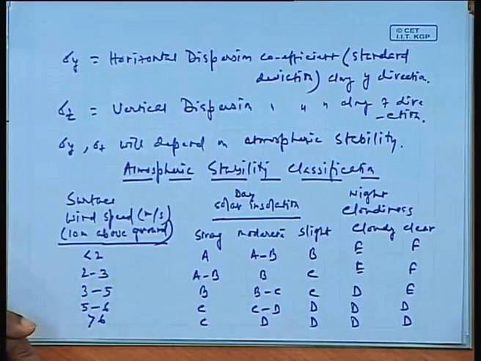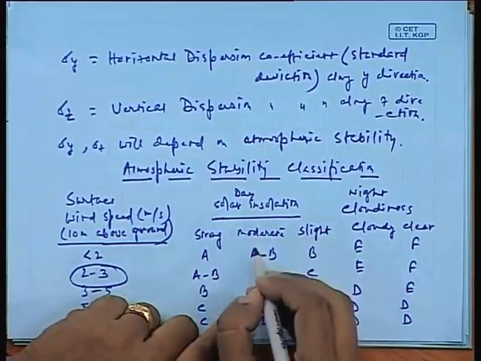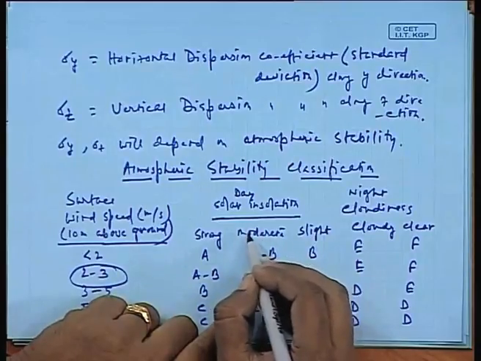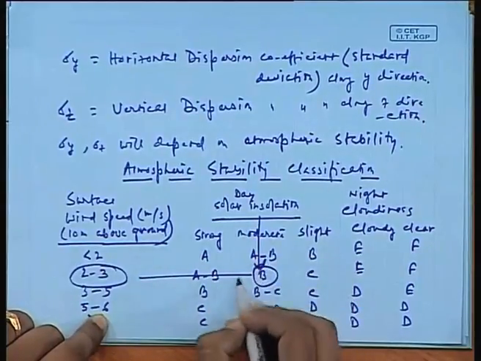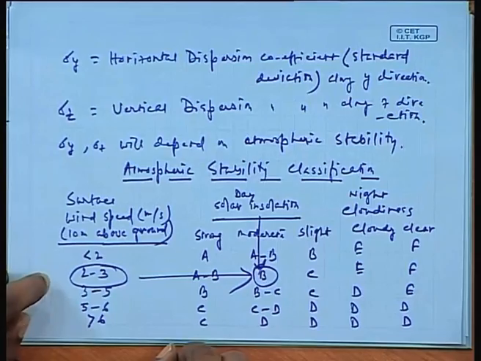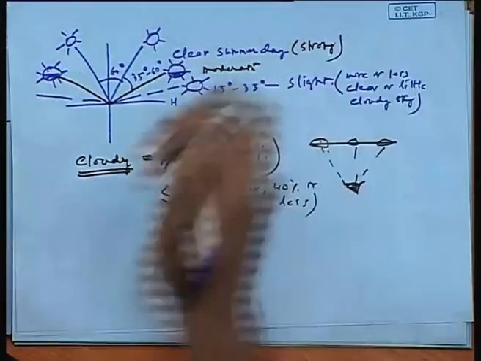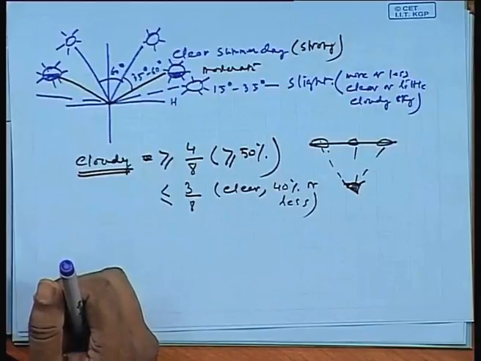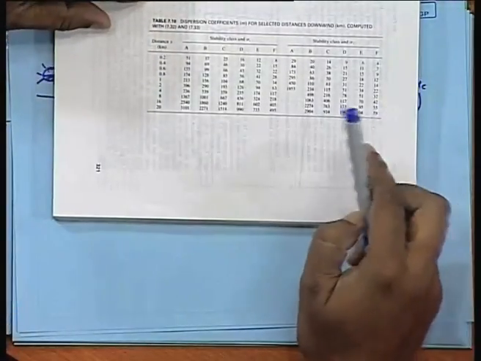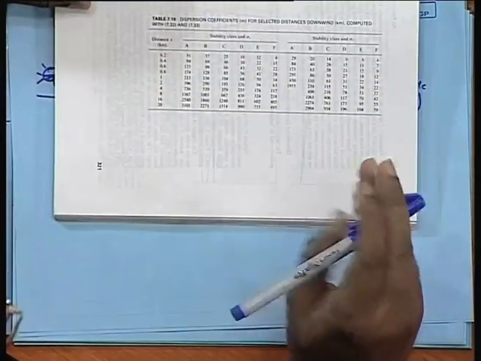So in any case, just for your example, when the wind speed is like 2 to 3 and we have this moderate solar insolation that I have discussed already, you will find that the condition prevailing is B. So this one A, B, C, D, E, F, that is how we can find out. In any textbook, you will find these values very easily, you can read this.